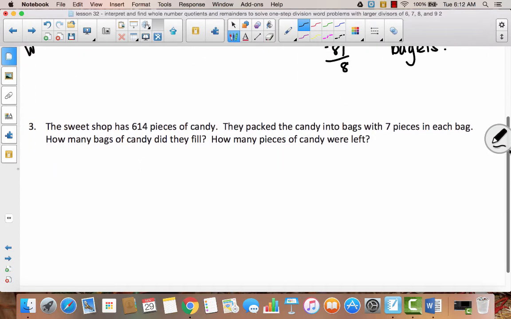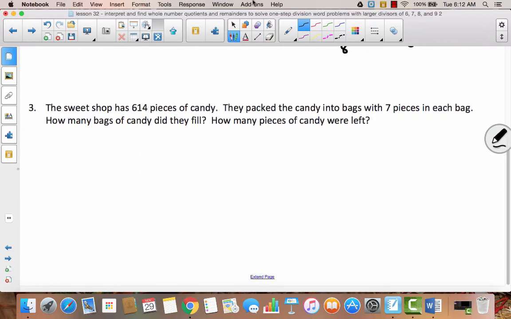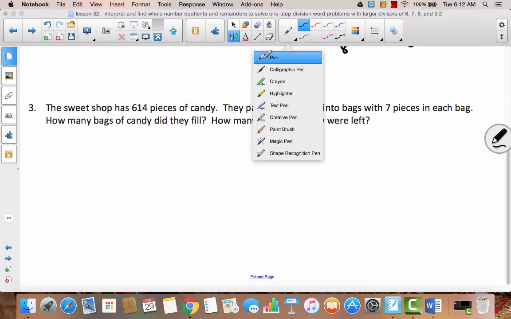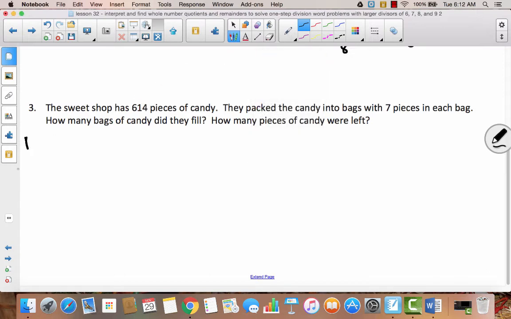All right, so let's take a look at question number 3. If you're feeling pretty confident and you'd like to try this one all by yourself, go ahead and use the RDWW process, and then you can come back and check at the end. But if you'd like to stay with me, I can help you get started. The sweet shop has 614 pieces of candy. They packed the candy into bags with 7 pieces in each bag. How many bags of candy did they fill, and how many pieces of candy were left?